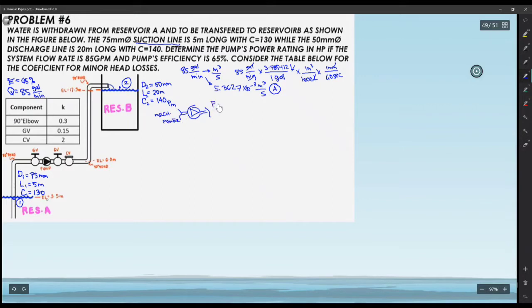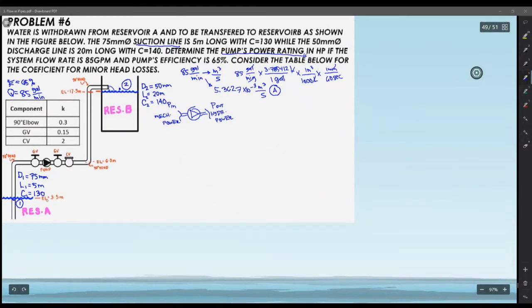And our P out, or the output power, is our hydraulic power. Okay, so what we are looking for here is the pump's power rating. When we say pump's power rating, it is the input power that is considered. It's either mechanical power or electrical power, etc. Or this is the power rating of the pump itself. So when you are designing or looking in the market for the required pump to use, it is always the input power that is written in the pump's specification. Okay?